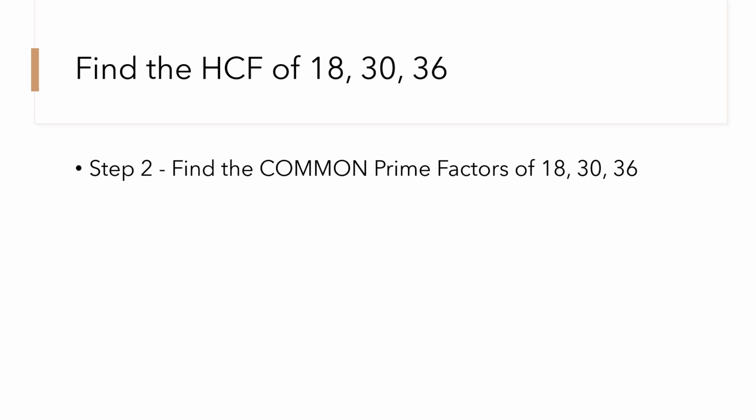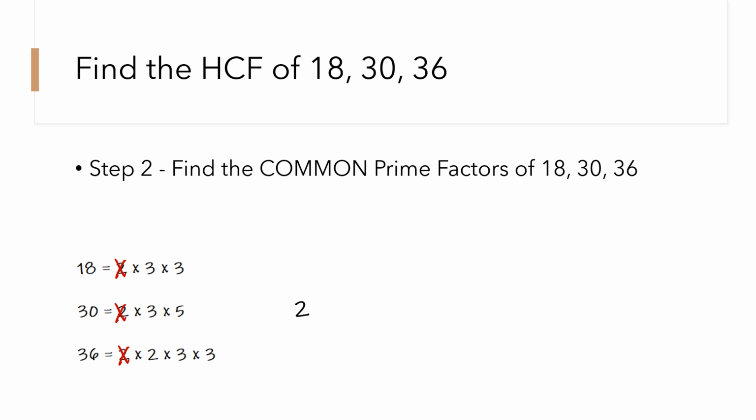Step 2. We will find the common prime factors of 18, 30 and 36. So these are the prime factors of 18, 30 and 36. We will find the prime factors which are common in all the three numbers. So here we can see 2 is common between 18, 30 and 36. We have 2 here, 2 here and 2 here. So we write down 2.